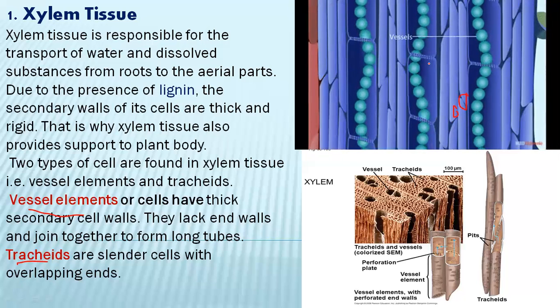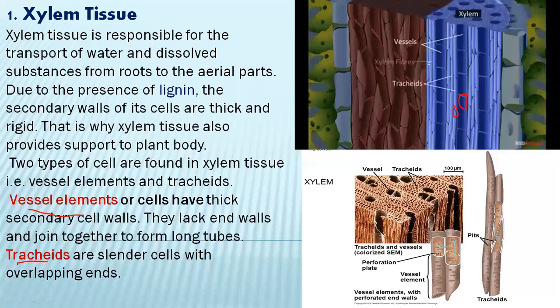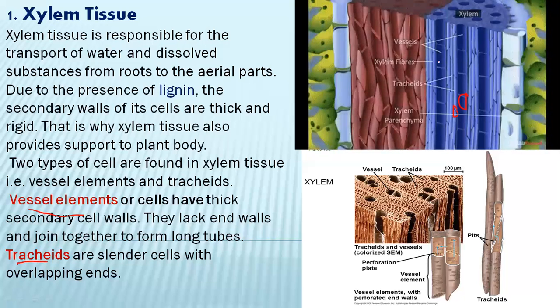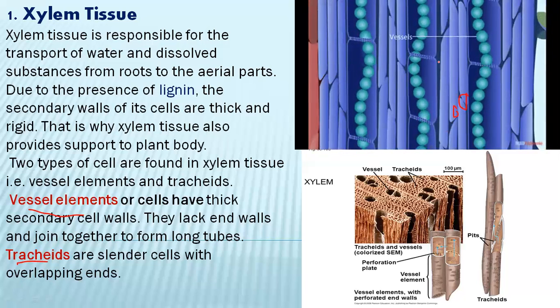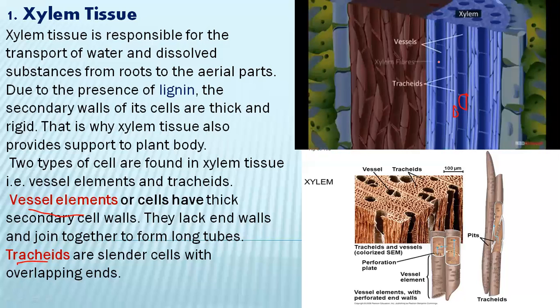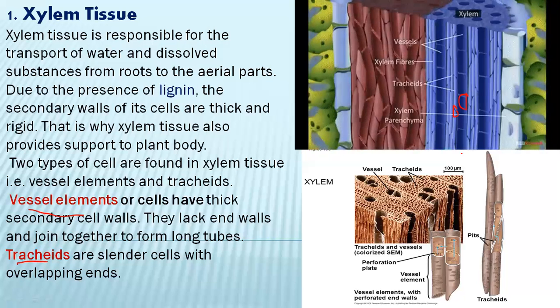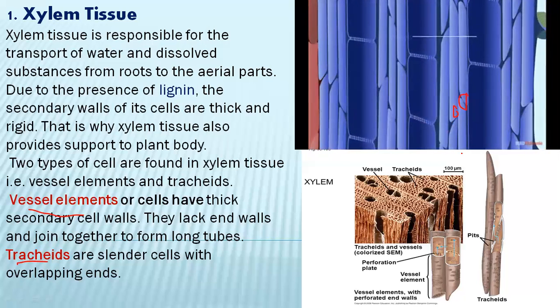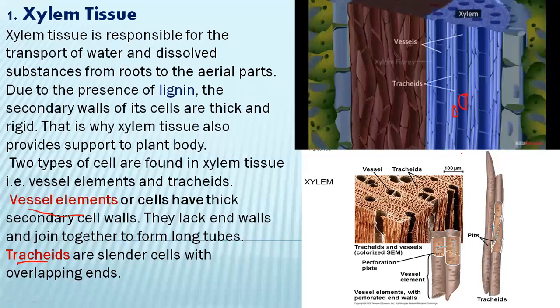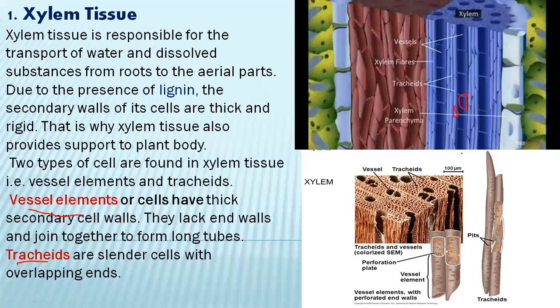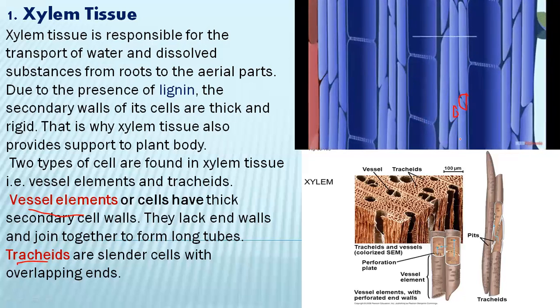Xylem fibers are actually non-living cells, and they are made up of sclerenchyma and dead cells, and they give mechanical support to the xylem also. Because xylem is long tubes which originate from the roots and move through every part of the plant body. So that's why they must have mechanical support also.